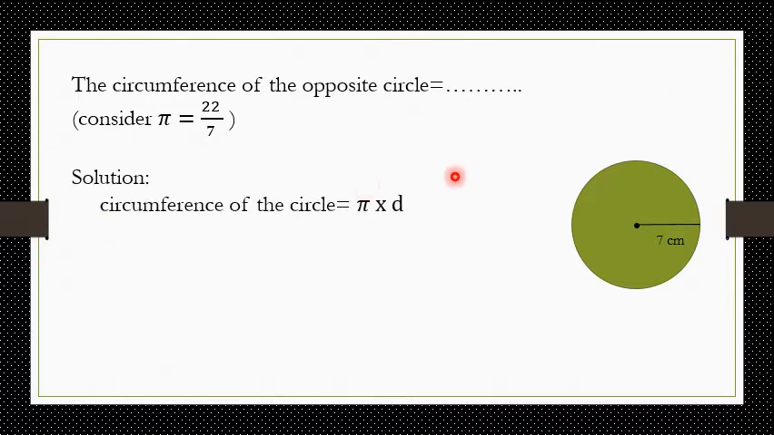Circumference of the circle equals pi by d. We have pi equals 22 over 7 and d equals 14 centimeter. So circumference of the circle equals 22 over 7 by 14 equals 44 centimeter.